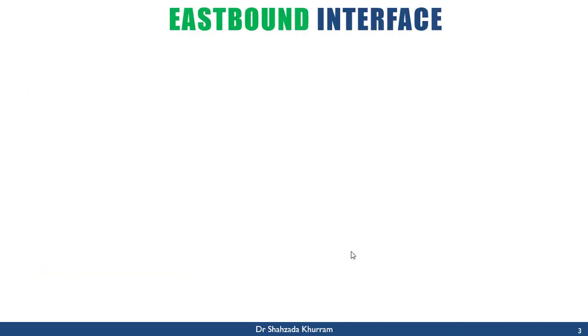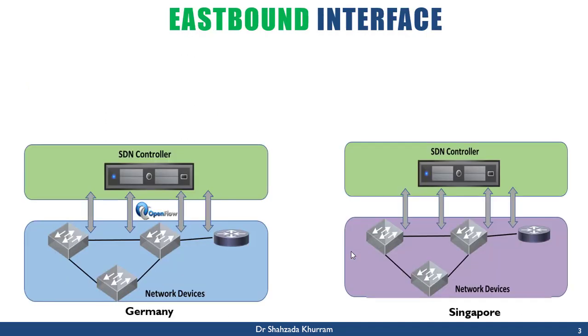Okay, in the eastbound interface, let's suppose we have two different data centers. One is in Germany and the second one is in Singapore. On the Germany side, we have an SDN environment, and the SDN controller controls the devices in the Germany data center. In the same way, in Singapore, the Singapore SDN controller controls the Singapore data center network devices.